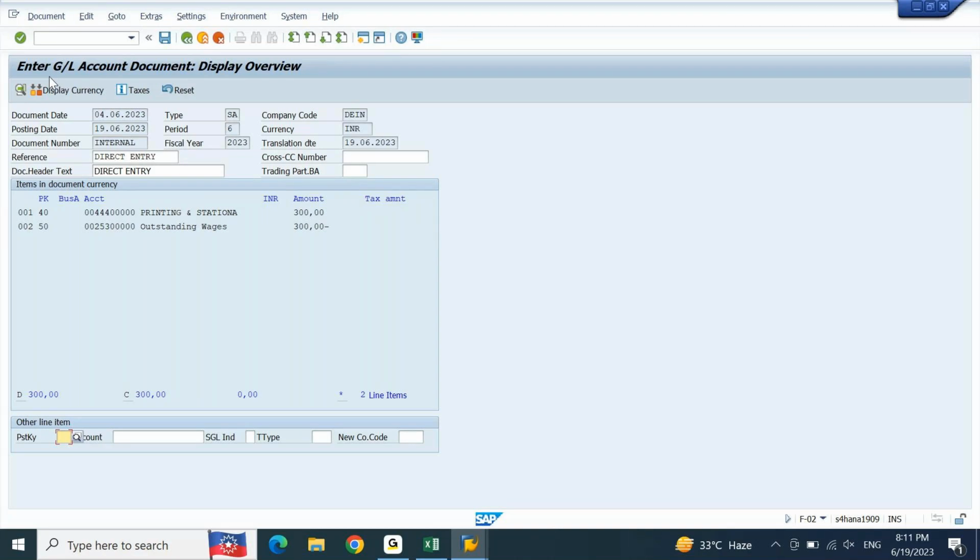Both were given by you. The debit side and credit side of this document are given by me. Now, whenever you give debit and credit together manually, those are called your direct entries. Let me pass this entry.